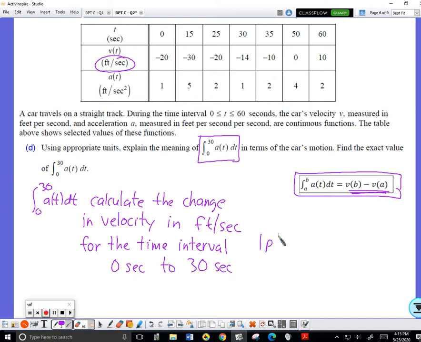1 point for that. You have to have the units of seconds. You could say 0 to 30 seconds is fine. You have to have the units feet per second. And you have to have the right words. Change in velocity. Not rate of change, change in velocity, just like you see here. This is part D. This is going to be 2 points total.